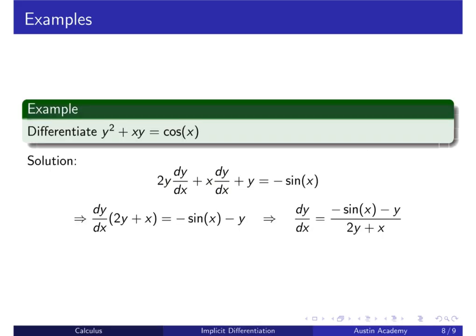Last example. Differentiate y squared plus xy equals cosine of x. Take the derivative. 2y times dy/dx, plus x times dy/dx, plus y equals negative sine of x. Factor dy/dx. dy/dx times (2y plus x) equals negative sine of x minus y. So dy/dx equals (negative sine of x minus y) over (2y plus x).